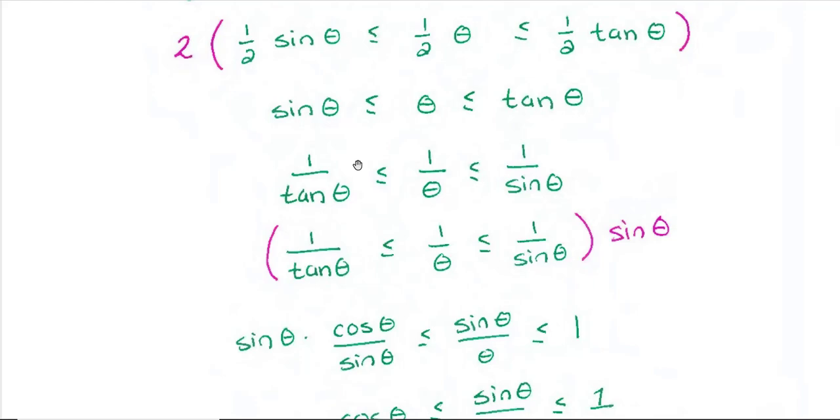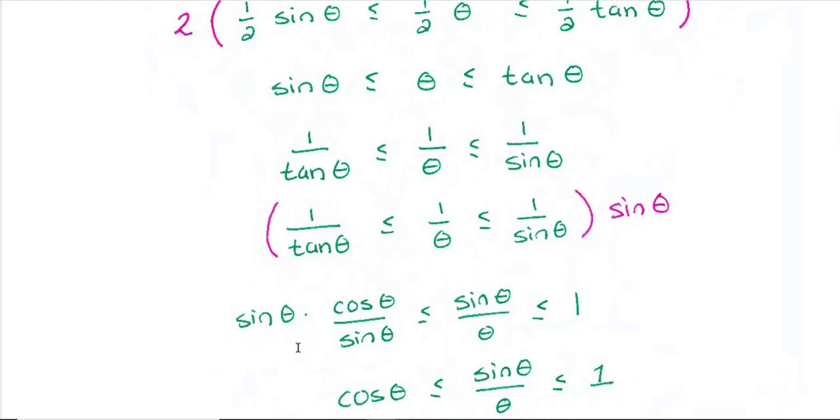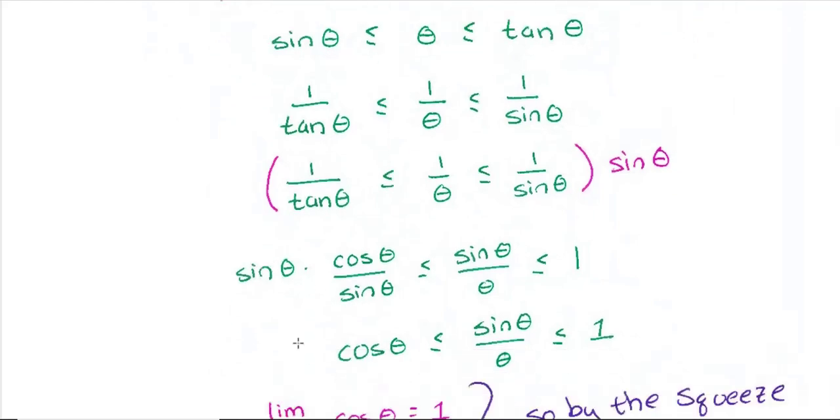So now what I'm going to do is multiply everything by the sine of theta. With an inequality, you can do whatever you want as long as you're doing it to everybody. Keep it fair. So then when I do that, I have sine times 1 over tangent. Well, 1 over tangent is the reciprocal of tangent, which is cosine over sine, is less than or equal to the sine of theta over theta, is less than or equal to the sine of theta over the sine of theta, which is 1. Notice these sines are going to cancel. So when I reduce this, I have the cosine of theta is less than or equal to the sine of theta over theta is less than or equal to 1.